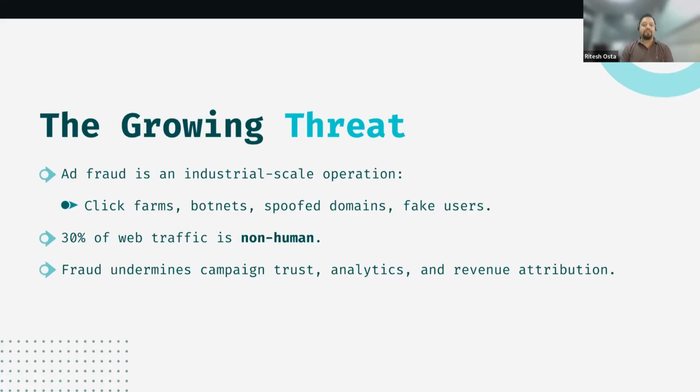Fraud undermines campaign trust, analytics, and revenue attribution. Absolutely. So it undermines the campaign trust. If the campaign is running and it's just bringing spam and bots, you're going to stop the campaign, right? It undermines the analytics. It messes up the analytics data. It messes up the revenue attribution. It messes up all the data. And if the mess up was 3%, it could have been handled. But if the mess up is 30%, then it becomes a big problem for any organization. And this problem is growing. It is not slowing down. And I see that there are very few agencies, even government agencies, doing anything about it.